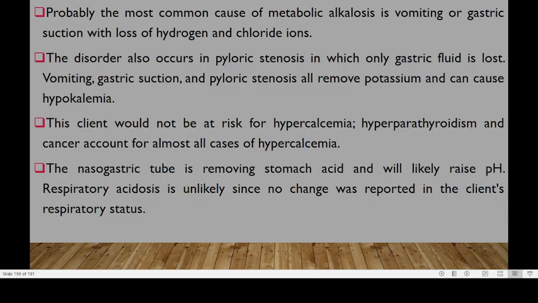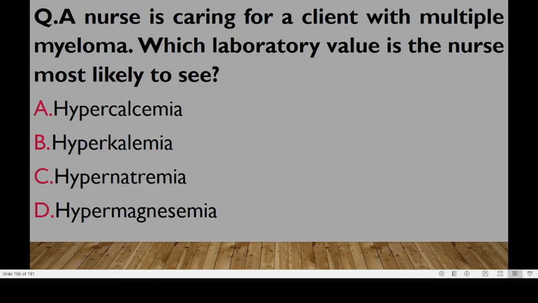Hyperparathyroidism and cancer account for almost all cases of hypercalcemia. The nasogastric tube is removing stomach acid and will likely raise pH. Respiratory acidosis is unlikely since no change was reported in the client's respiratory status.